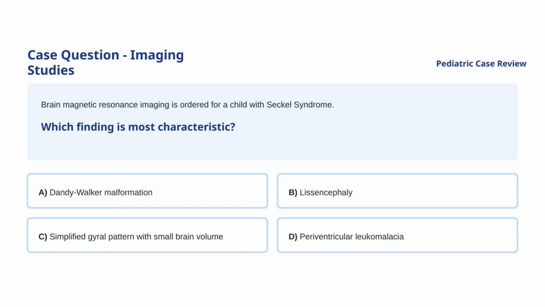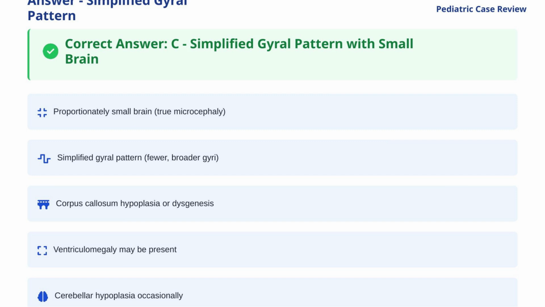Case 16. Brain magnetic resonance imaging is ordered for a child with Seckel syndrome. Which finding is most characteristic? Option A. Dandy-Walker malformation. Option B. Lissencephaly. Option C. Simplified gyral pattern with small brain volume. Option D. Periventricular leukomalacia. The correct answer is C.